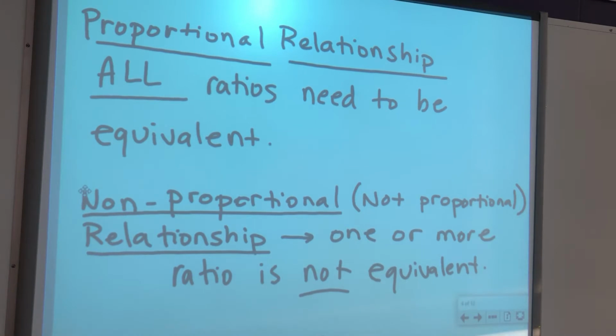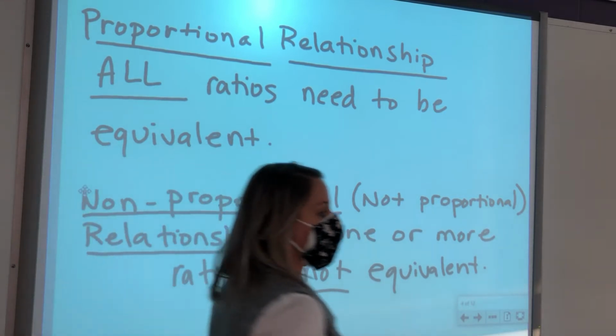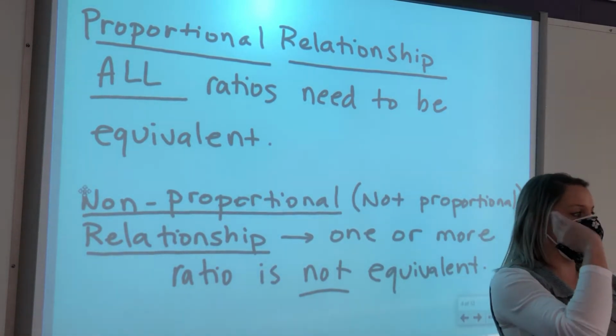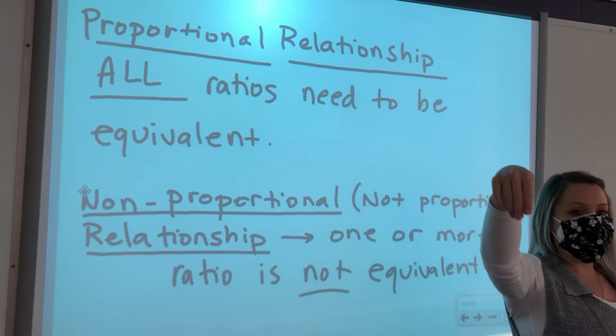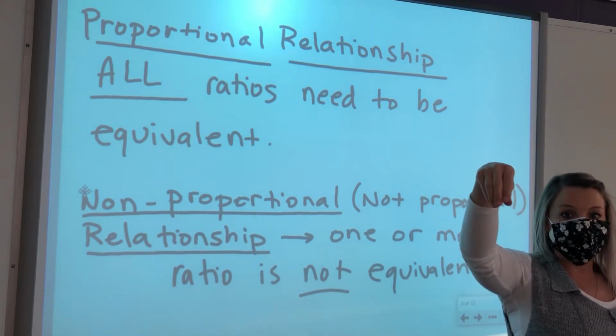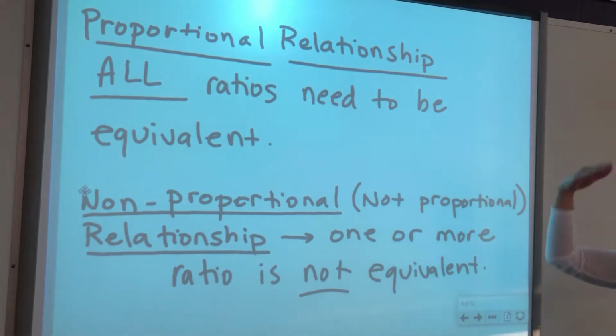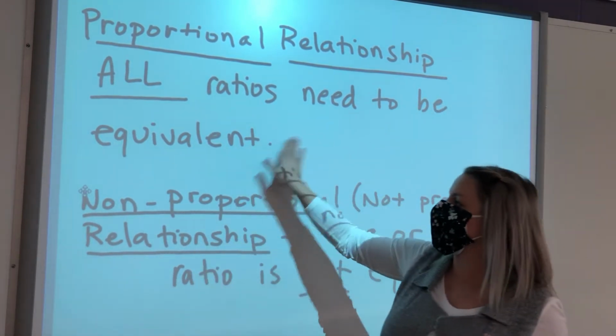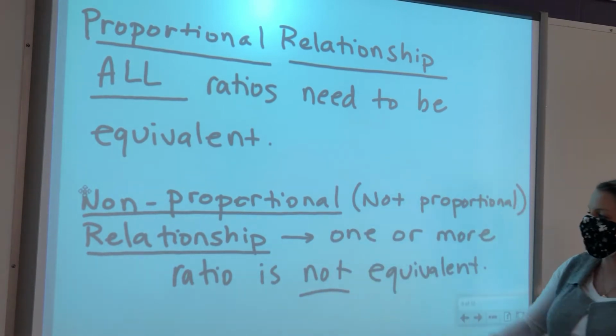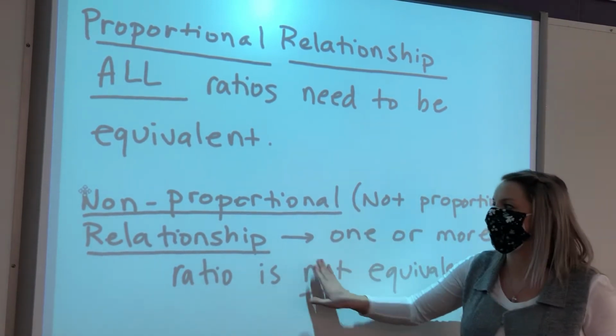So when we're thinking about these relationships, we need to test every single relationship to determine whether or not they're proportional. We might test the first 2 and those 2 are proportional, but then maybe the third one is not, and we've shown that it's not, and we thought it was proportional, actually it's not proportional. So we need to test every single relationship when we're given these ratios. Again, proportional relationship, all ratios need to be equivalent. Non-proportional relationship, one or more ratio is not equivalent.